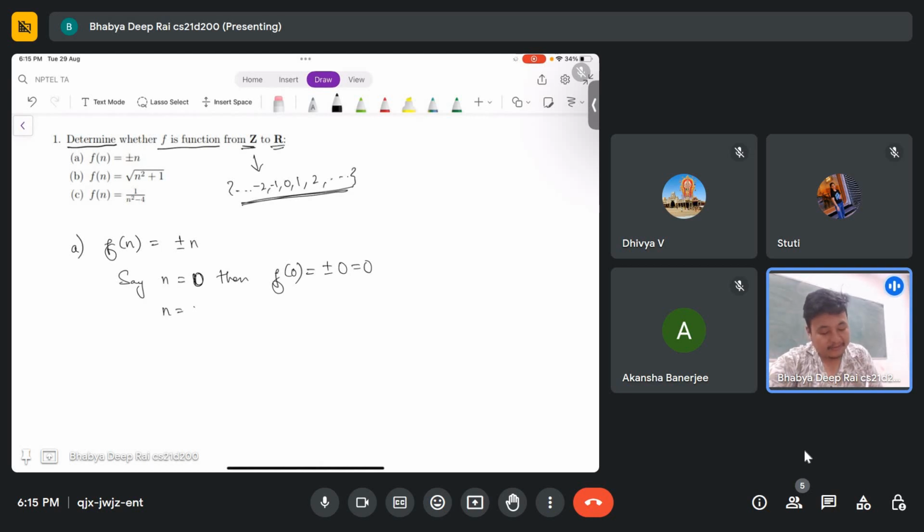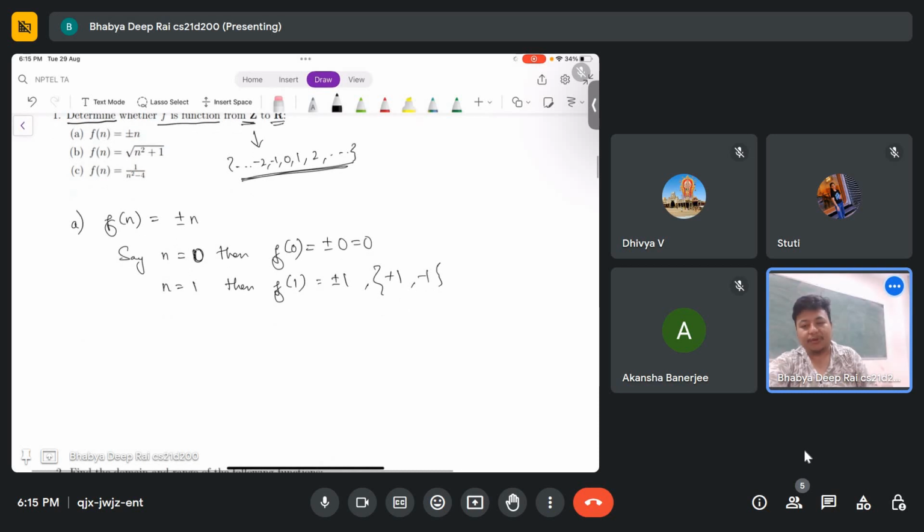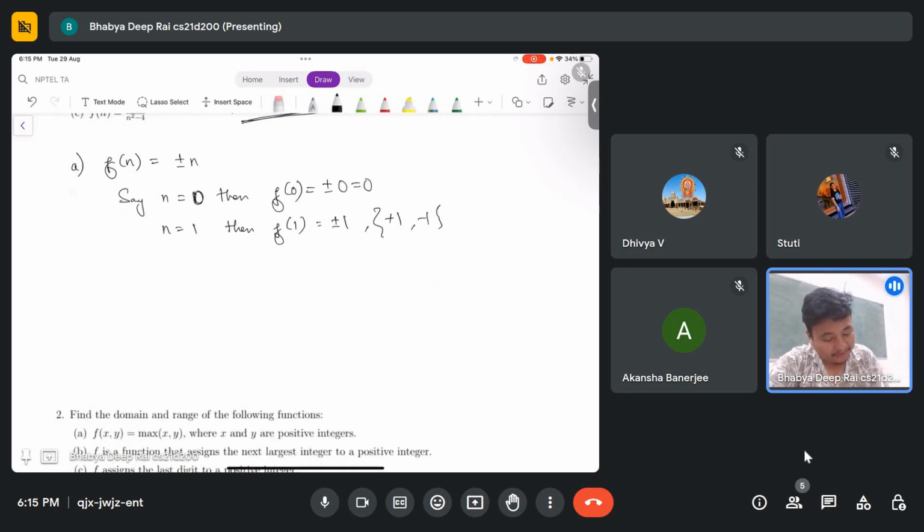But say n is equal to 1, then f of 1 equals plus minus 1. So what does plus minus 1 mean? It means plus 1 also and minus 1 also, right? Both plus 1 will satisfy this and minus 1 will also satisfy this, which means that f of 1 is mapping to two different outputs. So this is clearly not a function. I hope it is clear.